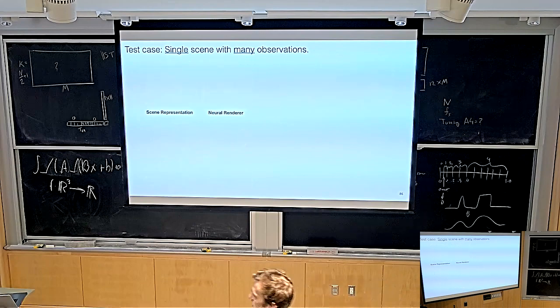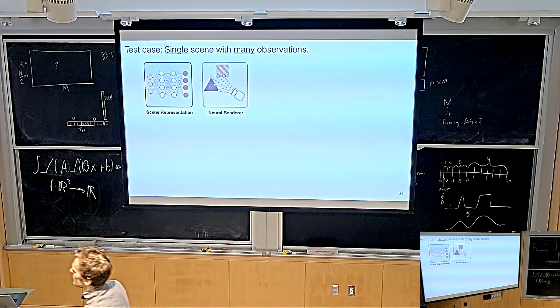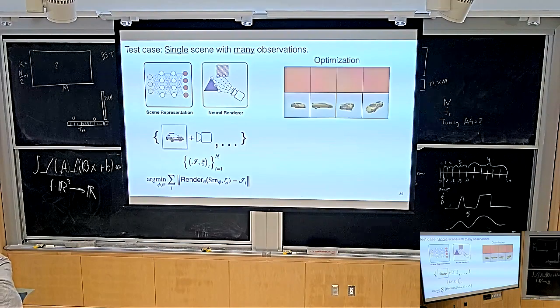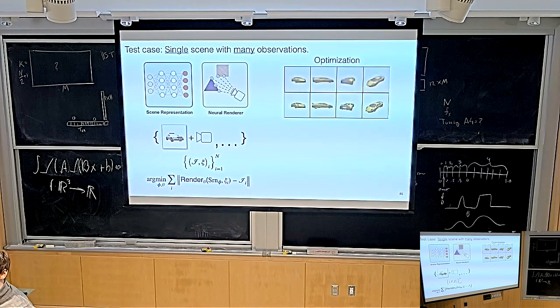I'm going to play it one more time. So here you can literally see the optimization. It starts with the random initialization, which is just red. And then over iterations, you can see it converge to each of the different observations of the toy car, correct? This is what it looks like.